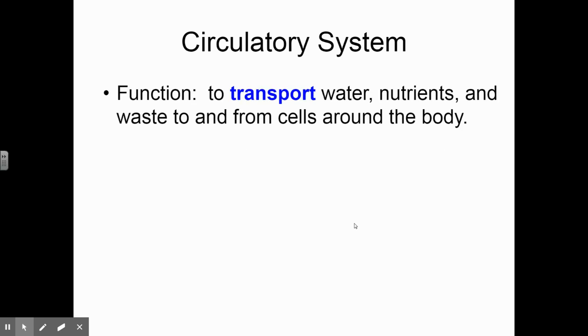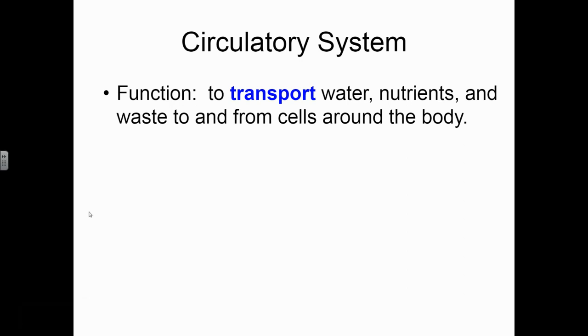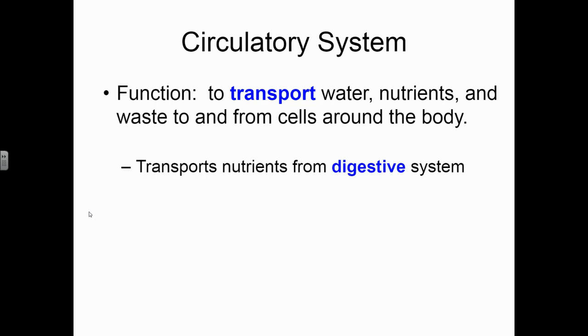All right, today I'm going to be taking you through the structures and function of the circulatory system. So let's start by taking a look at the main job of the circulatory system, which is to transport water, nutrients, and waste to and from the different cells of the body. The circulatory system does this by connecting to some of our other body systems.